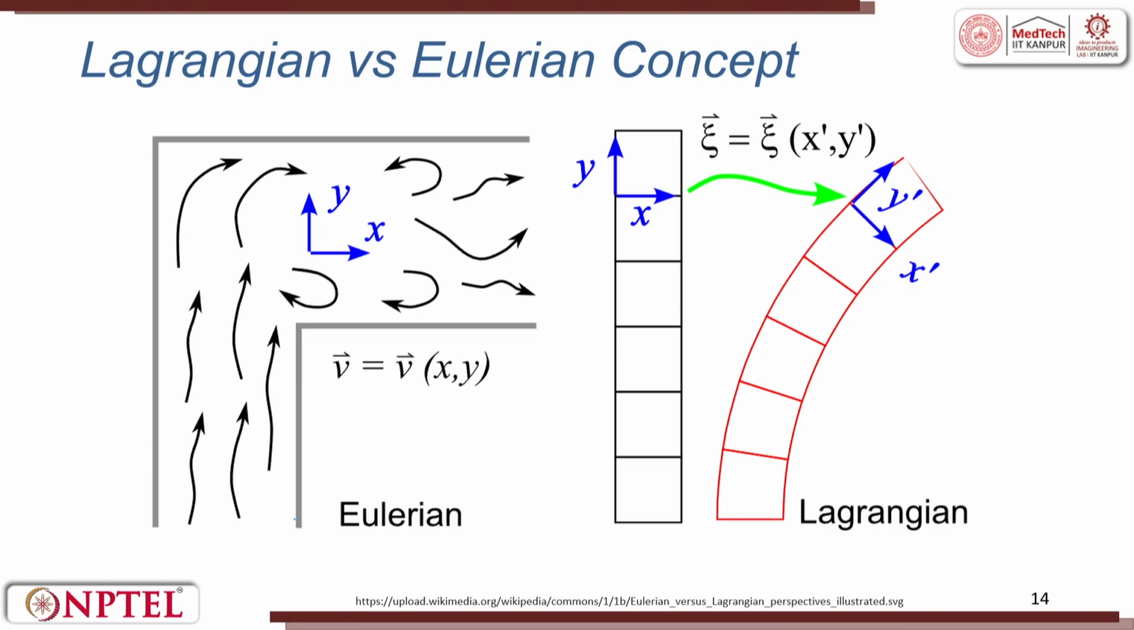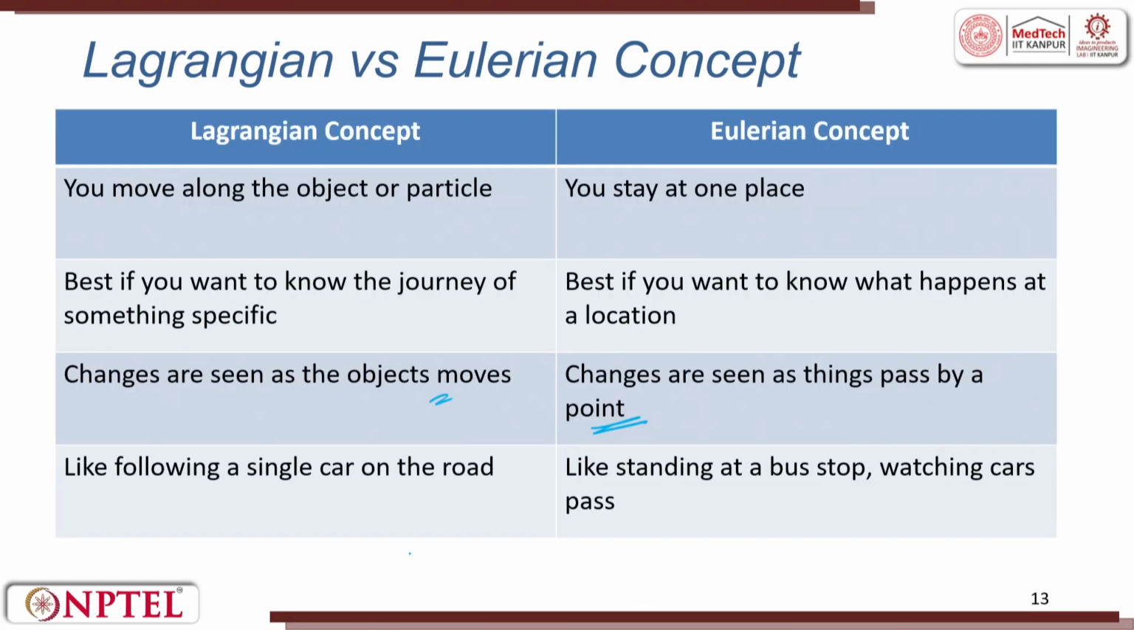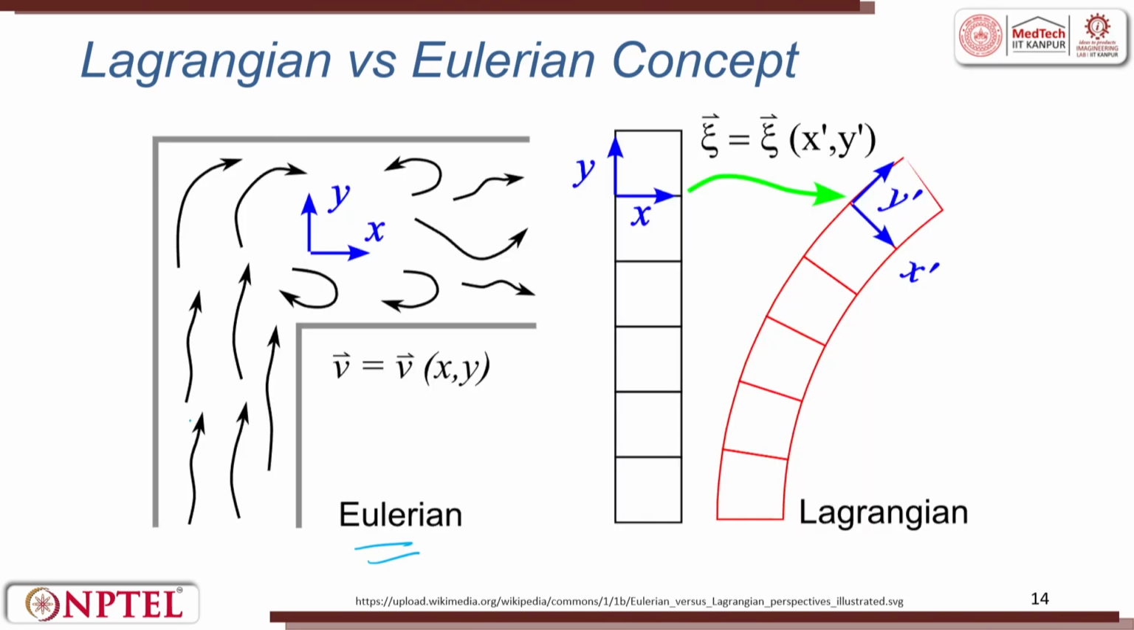So, this is what happens in reality. In Eulerian, as I told you, it is like standing at a bus stop watching cars passing by. There is a lot of fluid flowing. These are fields, so you try to record them and see what the velocity vector is. When you talk about Lagrangian, it is with respect to a particular particle, how it changes its position. So x, y is changed into x dash, y dash.